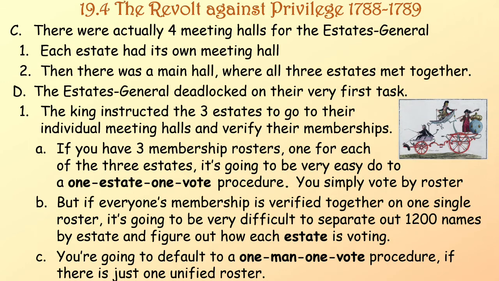There were actually 4 meeting halls for the Estates General. Each estate had its own meeting hall, and then there was a main hall where all 3 estates met together. And the Estates General deadlocked on their very first task. The king instructed the 3 estates to go to their individual meeting halls and verify their memberships. Sounds simple enough. If you have 3 membership rosters, one for each of the 3 estates, it's going to be very easy to do a one estate, one vote procedure. You simply vote by roster.